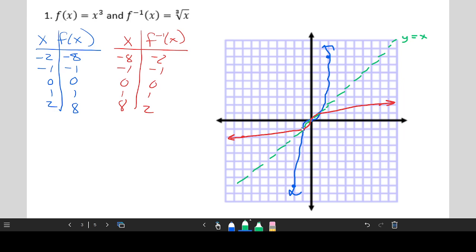And then even in here you can see that the red and the blue are reflections of each other over that line. The points that the functions have in common lie on the line. So negative 1, negative 1, 0, 0, and 1, 1 are all on the line. So those points don't get reflected because they're on the line. That's why the functions have those in common.